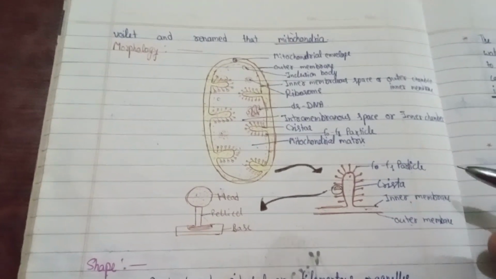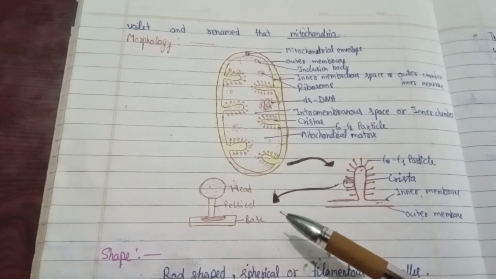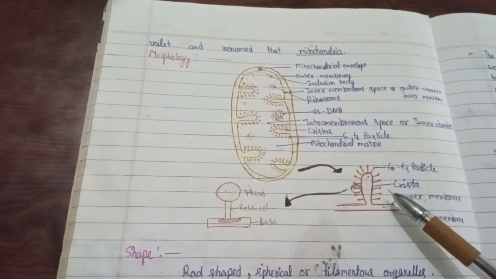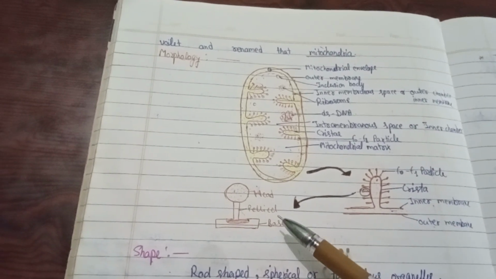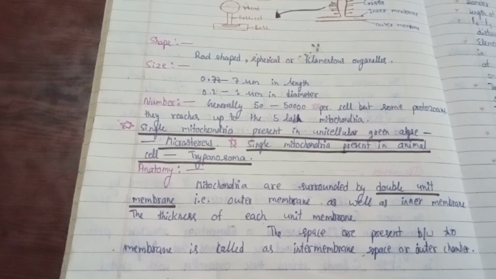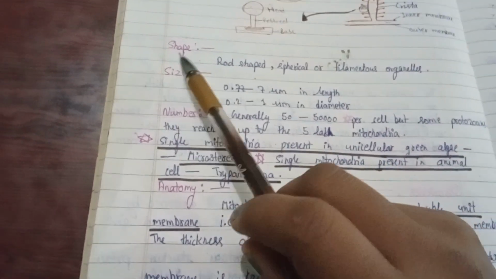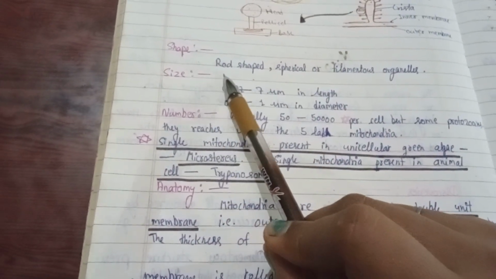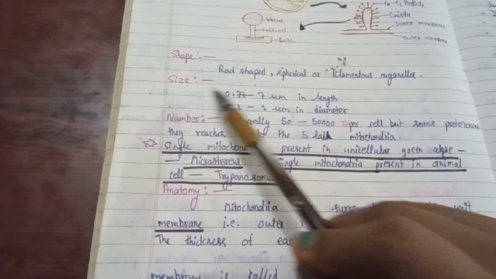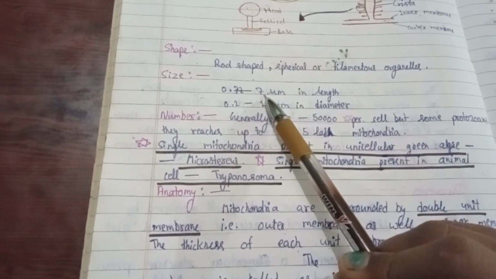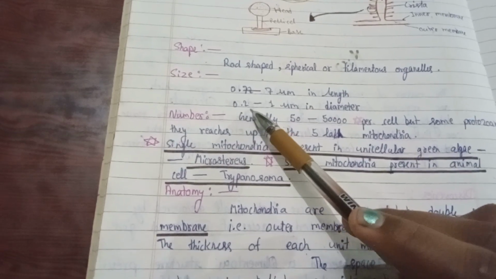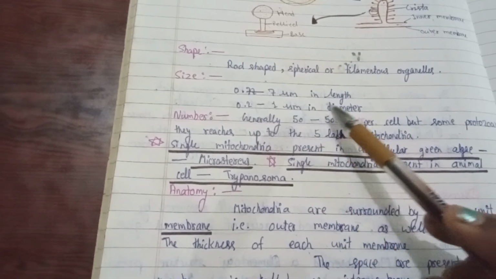This is the figure of a mitochondria, this is the figure of a christae, and this is the figure of an F0 F1 particle. Let's see its morphology, starting with shape. The shape is a rod-shaped, spherical or filamentous organelle. Size is up to 7 micrometer in length and 0.2 to 1 micrometer in diameter.